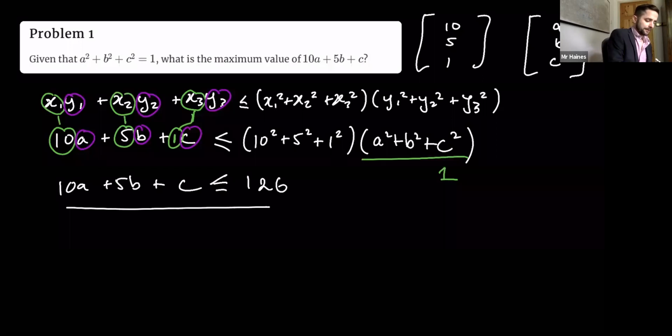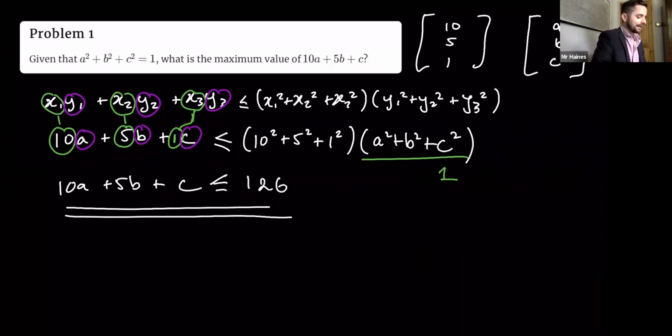So we found a value it's definitely smaller than, but it said the maximum value, which means there should be a choice of A, B, and C that make the left-hand side exactly equal. So my next question, what could be A, B, and C to make the left side equal exactly 126?